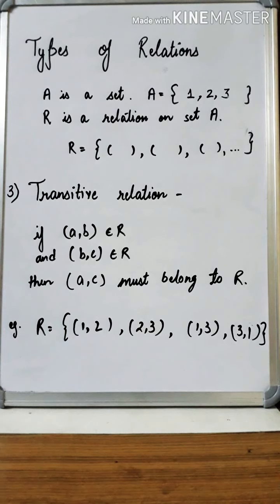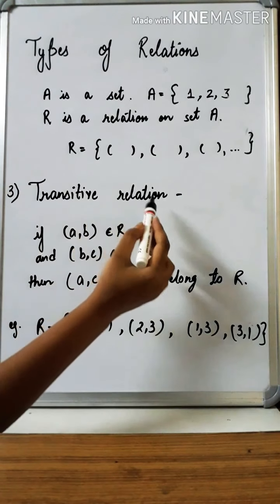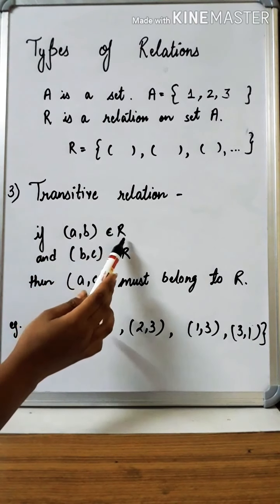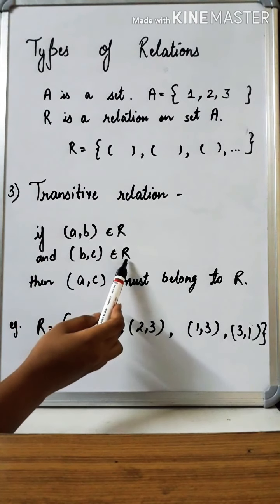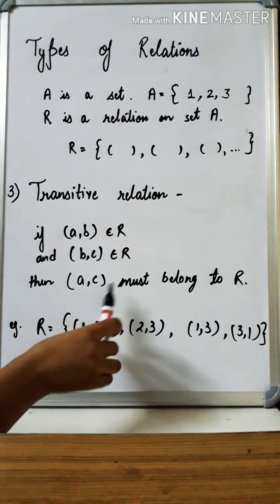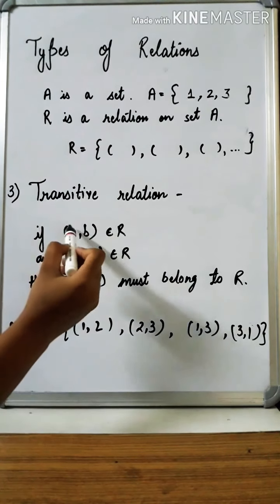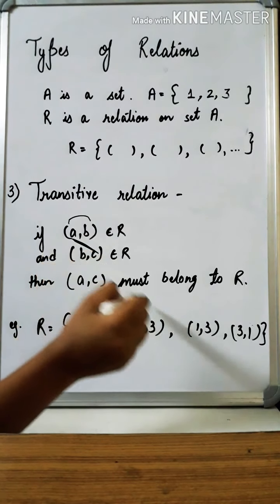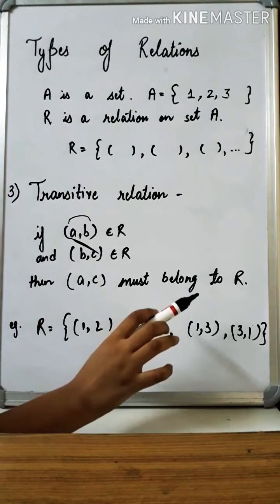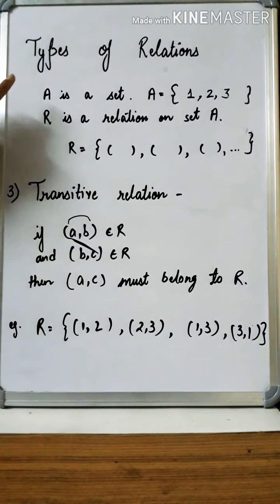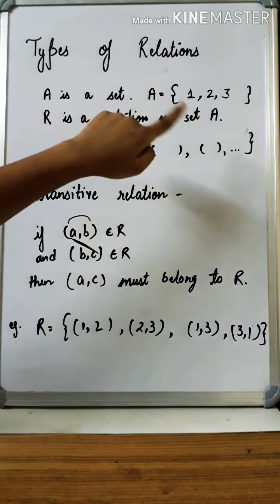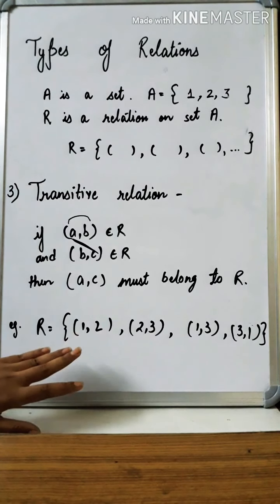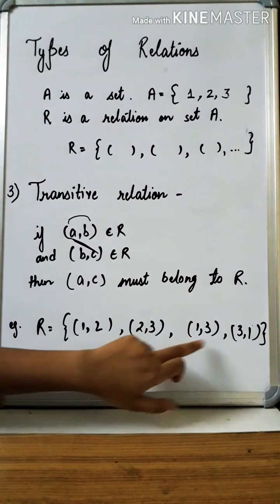Alright, so the third kind of relation is the transitive relation. The transitive relation's statement goes like, if (a, b) belongs to R and (b, c) belongs to R, then the ordered pair (a, c) must belong to R. Means (a, b) belongs, (b, c) belongs, then (a, c) should also belong to the relation set R. For example, we will take the same set {1, 2, 3}, and we have a relation like this that contains ordered pairs like (1,2), (2,3), (1,3), (3,1).